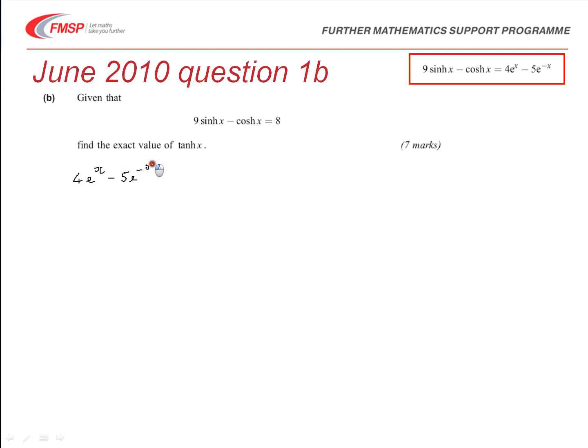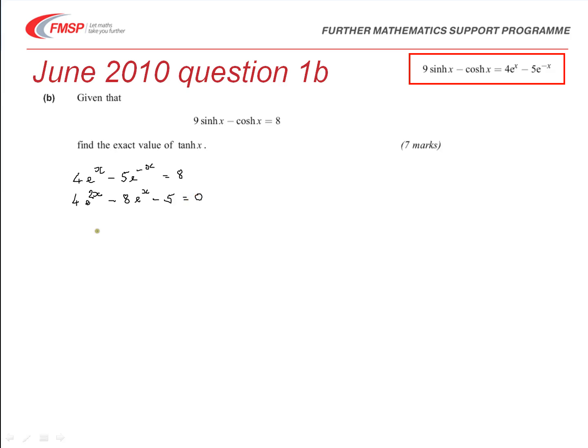And solving this type of equation should be quite familiar to you, in that if you then multiply all the way through by e to the x and take the 8 across to this side as well, we're going to get 4e to the 2x, sorry, there should be a 2x there, because e to the x times e to the x is e to the 2x, minus 8e to the x, and then e to the x times e to the minus x, of course, is just 1, so this becomes minus 5 equals 0.